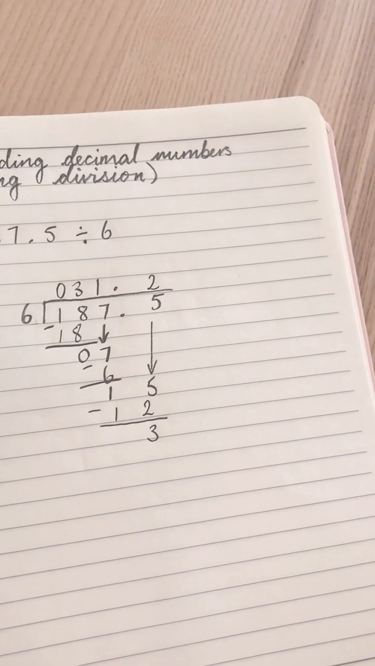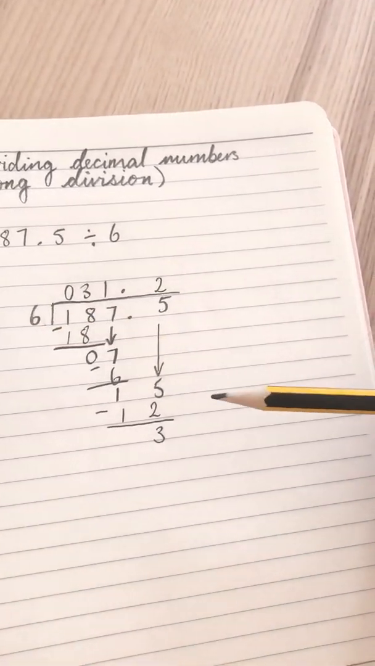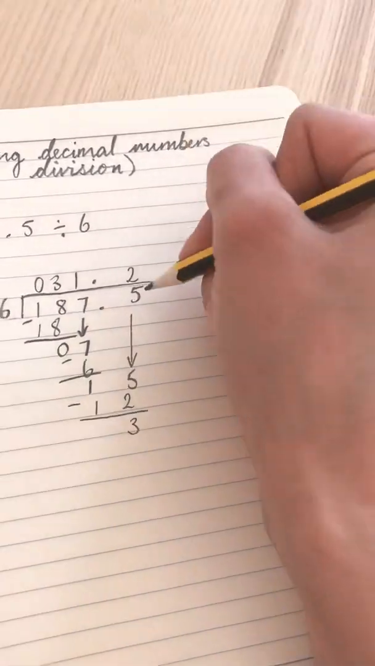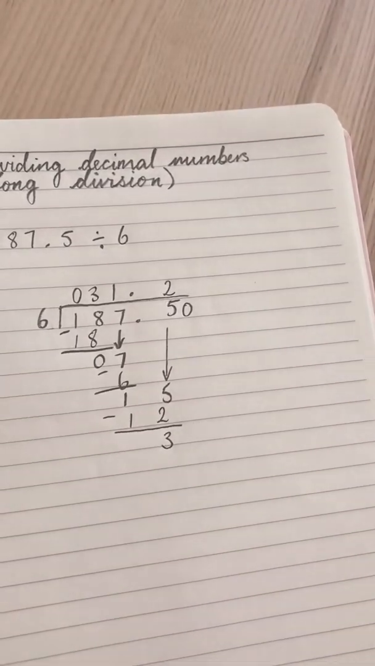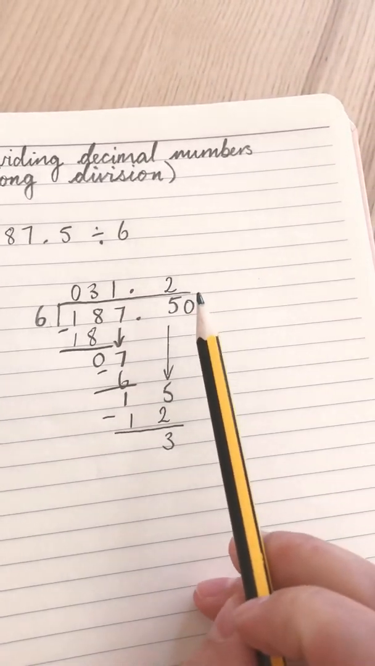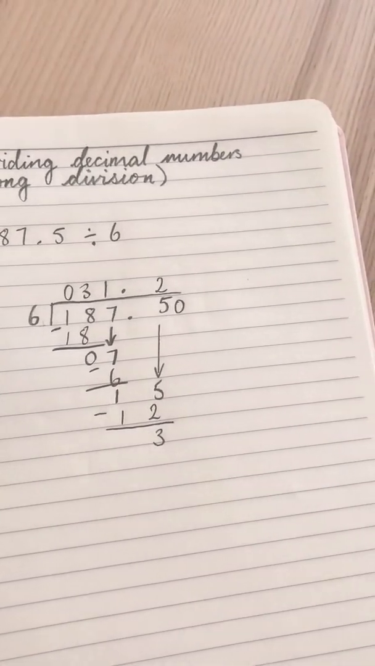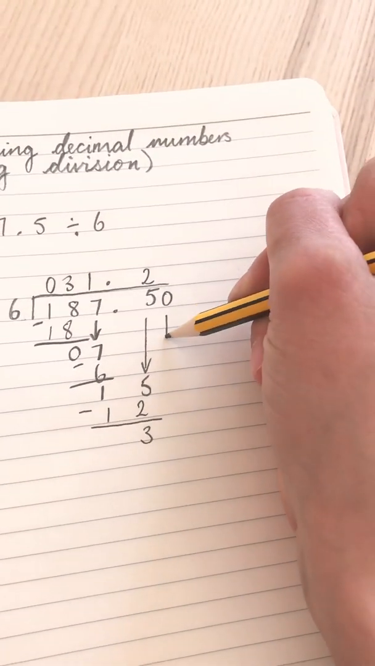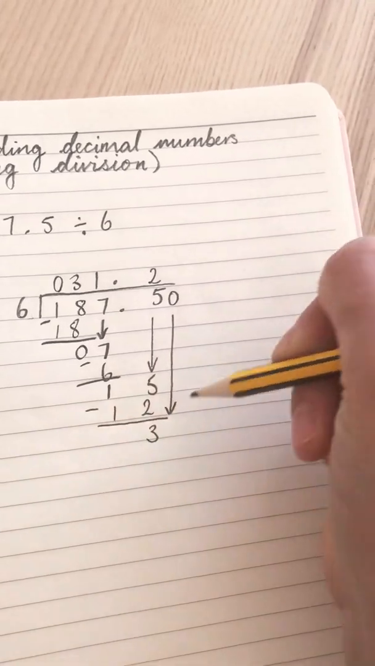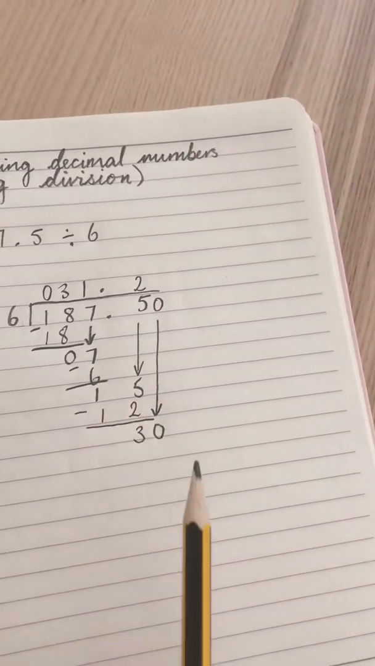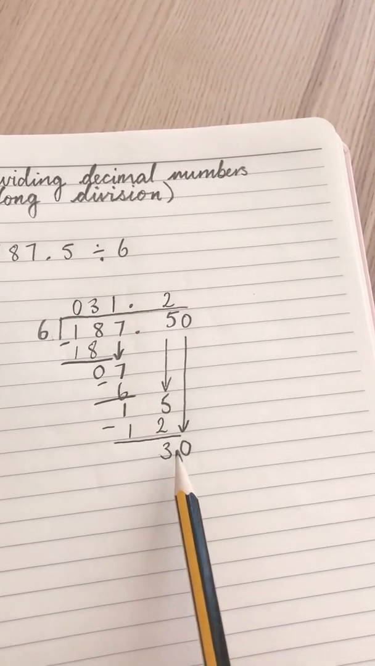Okay? Now, we can't do 6 into 3 because it's our remainder, so we can add a 0 onto the end of our decimal number. We can keep adding zeros onto the end of a decimal number and it won't change the decimal number's value. So this 0 then comes down to meet the 3, which shows that we're looking at 30 hundredths.